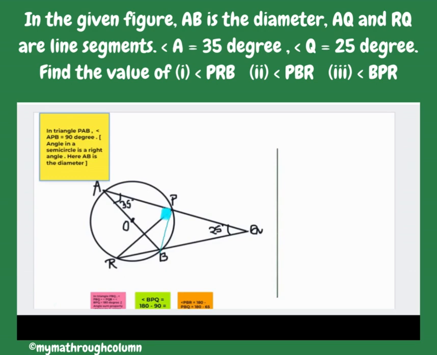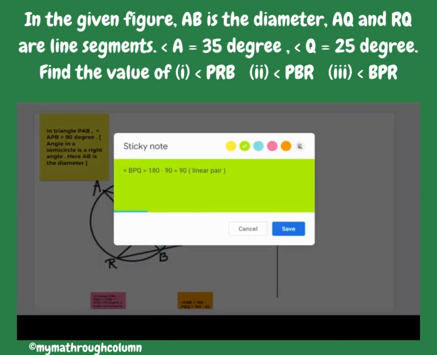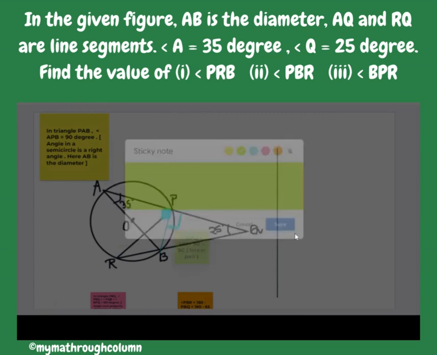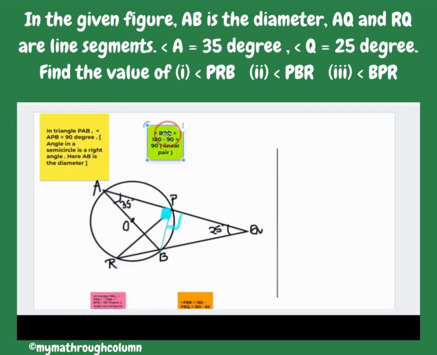So what can we say about the angle which is just a linear pair of APB? This angle, the linear pair, it should be 180 minus 90. It should also be 90 degree. So angle BPQ is 180 minus 90, which is 90 degree. So we have angle BPQ as 90 degree.